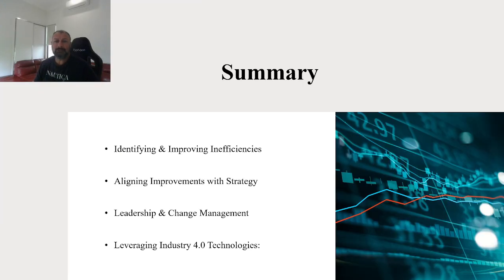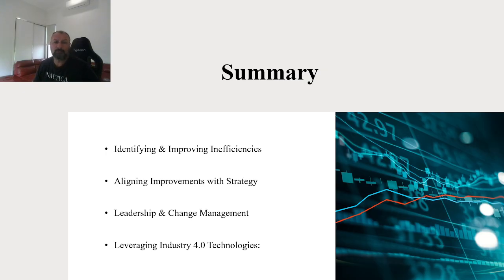In summary, the areas that I expected to learn and have learned have included identifying and improving efficiencies, where I learnt to critically assess operations, uncover bottlenecks and apply structured improvement methods such as lean and TQM to reduce waste and enhance performance.